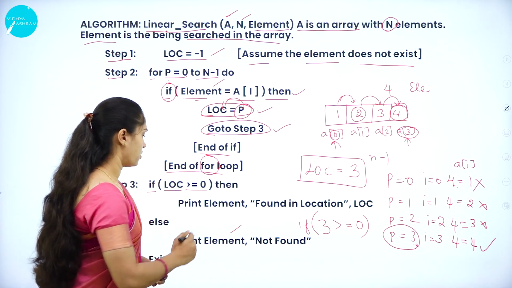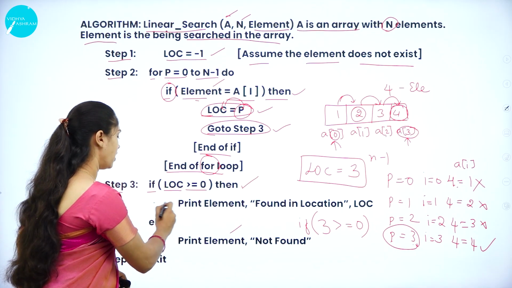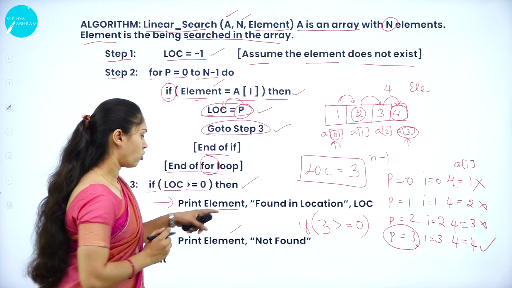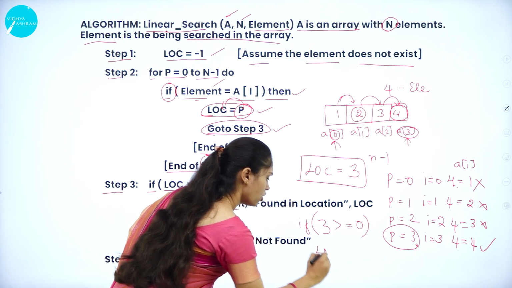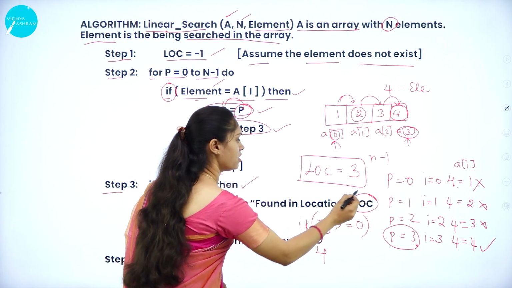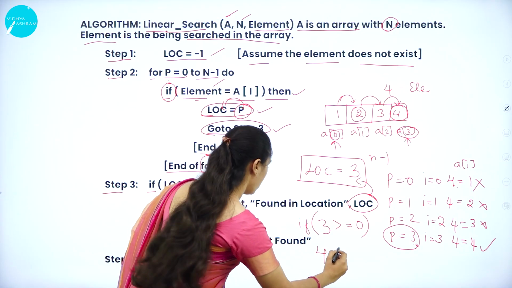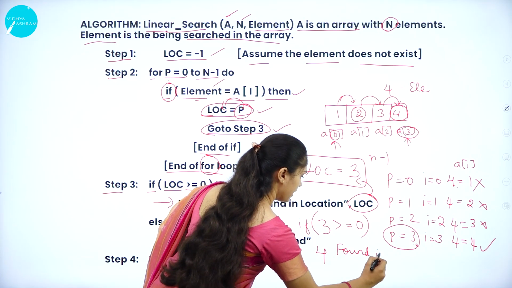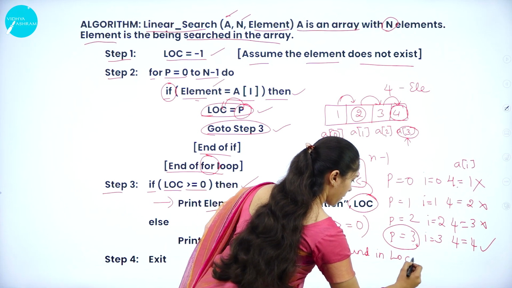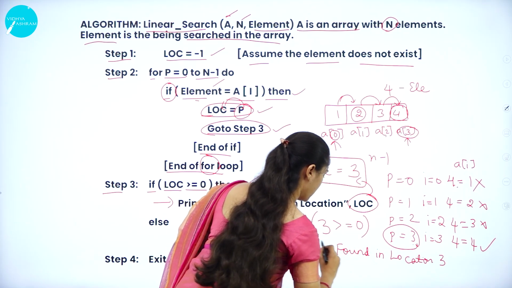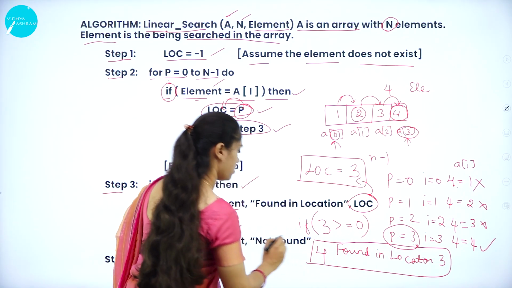It is true. If it is true, then it is going to print. What is it going to print? Element, what is the element value? That is 4 found in location. What is there in location? That is 3. So 4 found in location 3. So this will be the output.